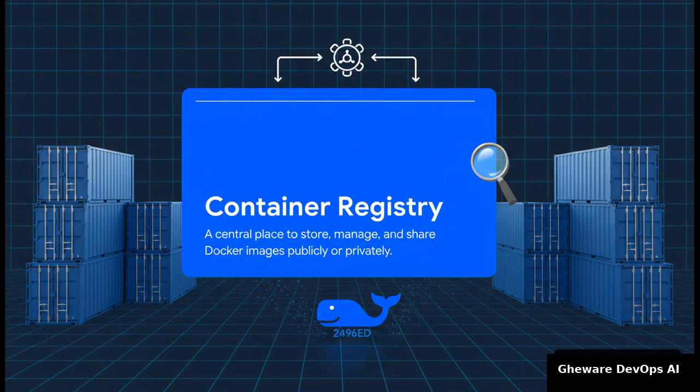Honestly, the easiest way to think about it is like GitHub, but instead of storing your code, it stores your ready-to-run container images. It is the central library for all your Docker apps. Now, there are a bunch of options out there. Amazon has one, Google has one, but today we're going to focus on the big one, Docker Hub. It's free, it's popular, and it's the perfect place to start.